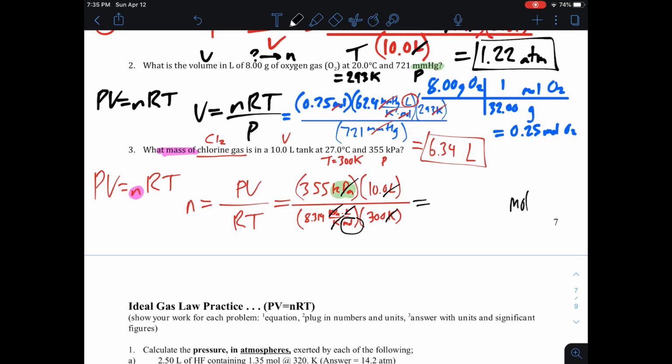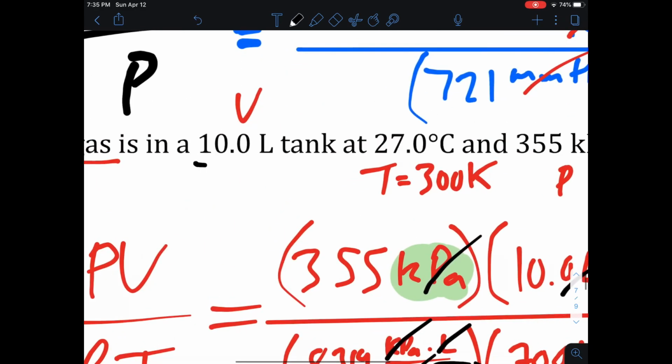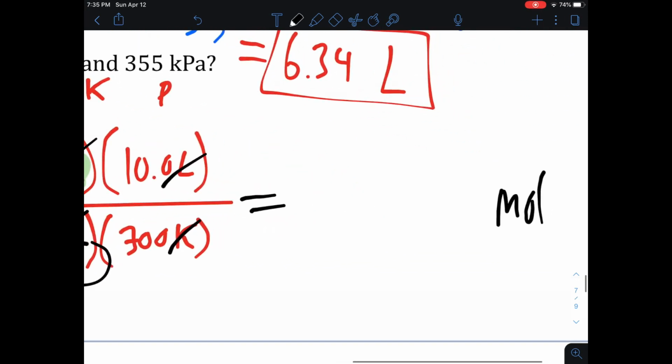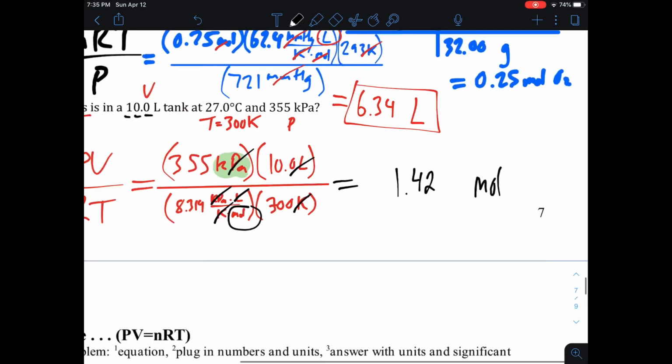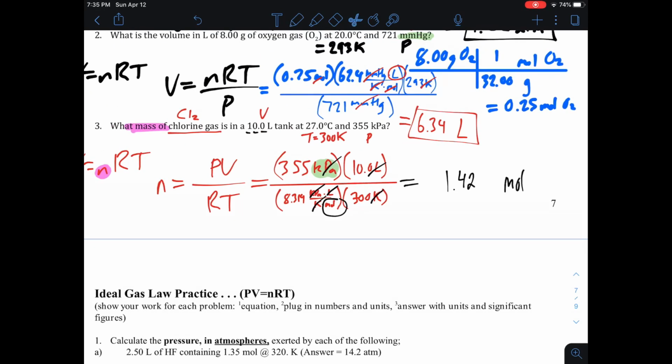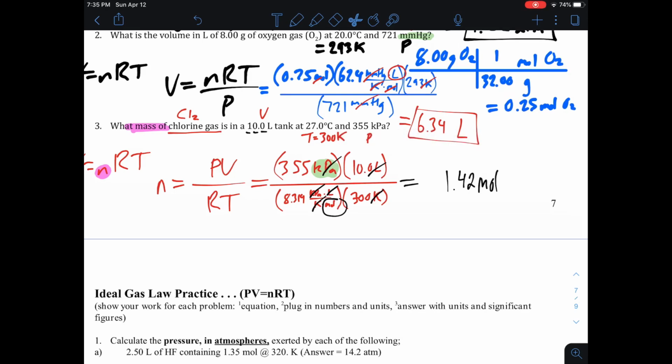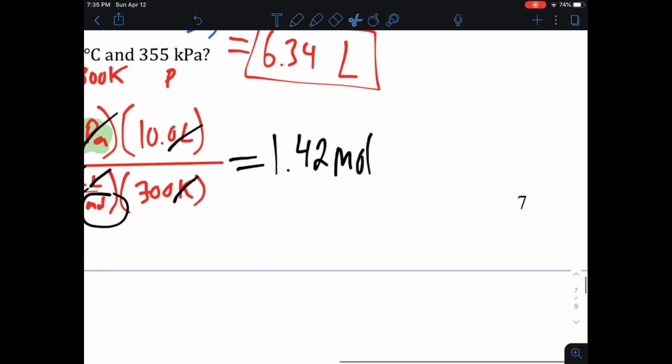355, doing some math now. And with 3 sig figs, why 3? Because 1, 2, 3, 1, 2, 3 for 27.0. We get an answer of 1.42 moles. Ooh, I almost ended this one too early. I forgot what we were looking for. We got our moles, but that's not exactly what we're looking for. We're looking for a mass.